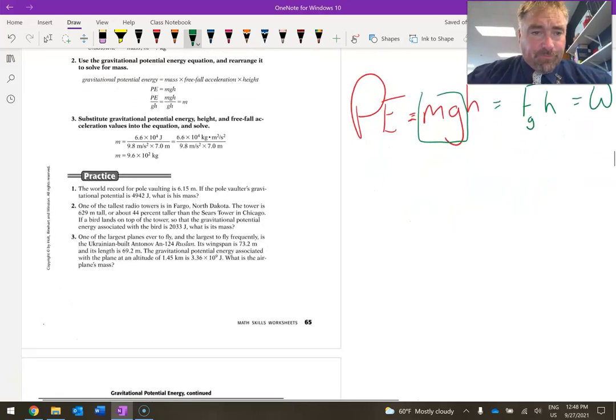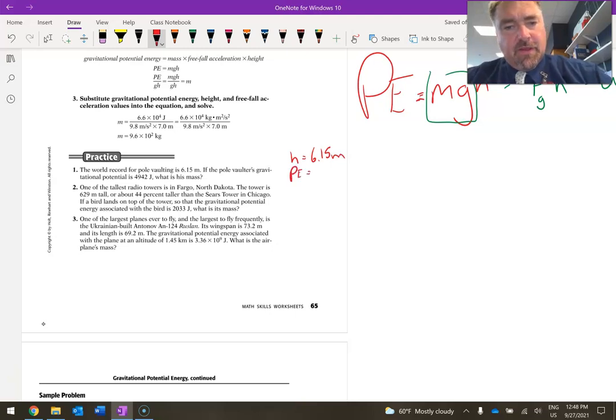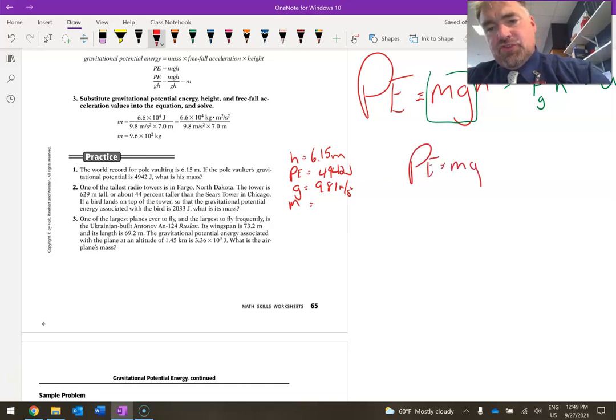So if we look at number one, it says a world record for pole vaulting is 6.15 meters. The pole vaulter's gravitational potential energy is 4,942 joules. What's his mass? So on this one, again, I'm going to go with the givens. I know the height is equal to 6.15 meters, and I also know that the potential energy, PE, is equal to 4,942 joules. We also know that we're dealing with the acceleration of gravity here, because it's potential energy due to gravity, so 9.81 meters per second squared. I want to find mass. Mass is my unknown. So I'm going to use PE is equal to mgh.